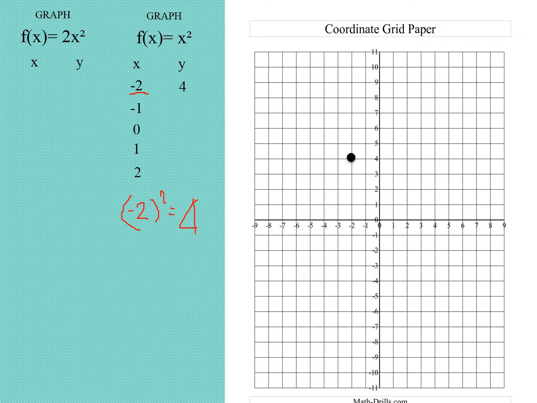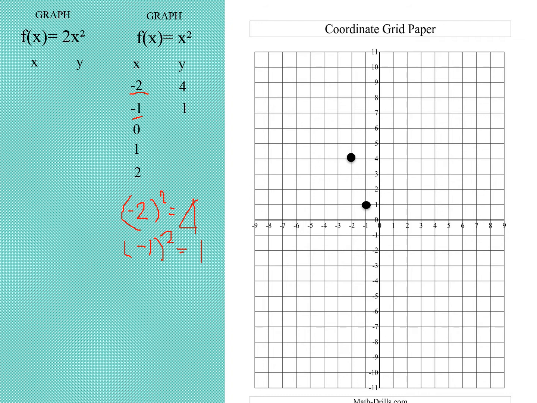Next, how about when our x is negative 1? So, we have negative 1 squared will be positive 1. So, we have positive 1 as our y. When we graph it again on our coordinate grid paper, it is here. So, we have negative 1 and positive 1.